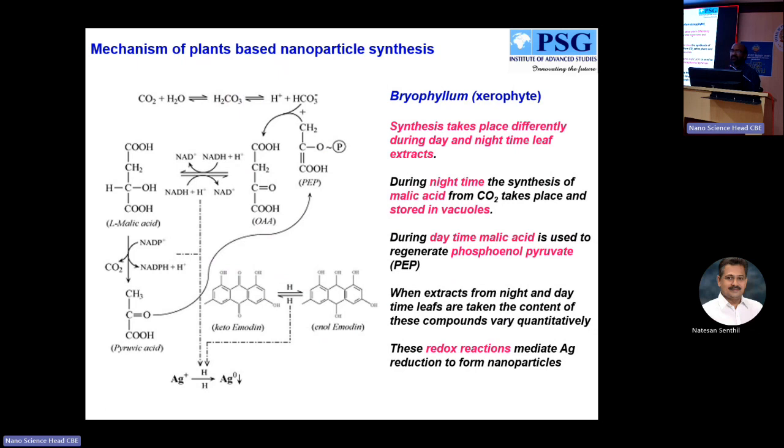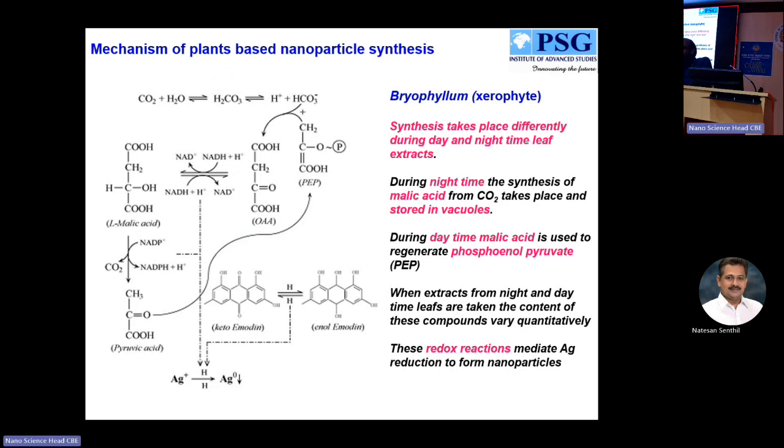Just an example, Bryophyllum, it's a hydrophyte. See, metabolism takes place differently during day and night in leaf extracts. Take a Bryophyllum leaf, and if you take it during the daytime, it has a lot of malic acid. I think, if I'm right, yes, in daytime it has more malic acid, which is used to regenerate phosphoenolpyruvate. In the night, it takes CO2 and makes malic acid and stores it in the vacuole. So the availability of malic acid itself is different during day and night, which is actually going to have an impact on the synthesis, right?